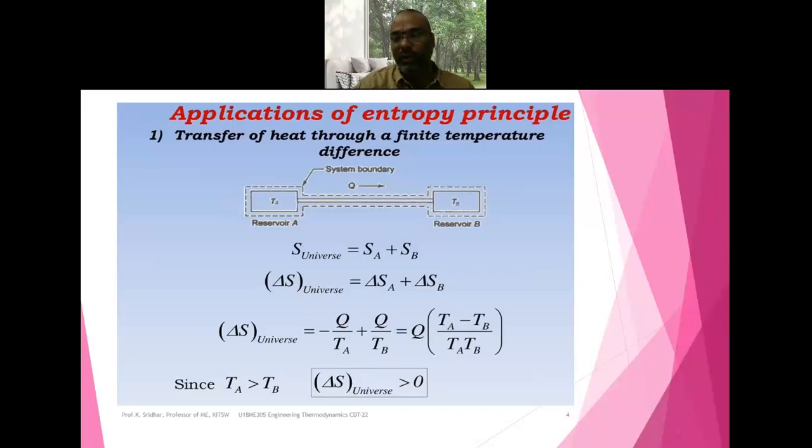So where you find the applications of the entropy principle, that is what the entropy principle says: the dS of the universe is always greater than or equal to 0. So for an irreversible process, the change in entropy of the universe always increases, it never decreases. It should be greater than 0 for an irreversible process, and equal to 0 for a reversible process, but it should not be less than 0. If it is less than 0, then it is violating the second law of thermodynamics.